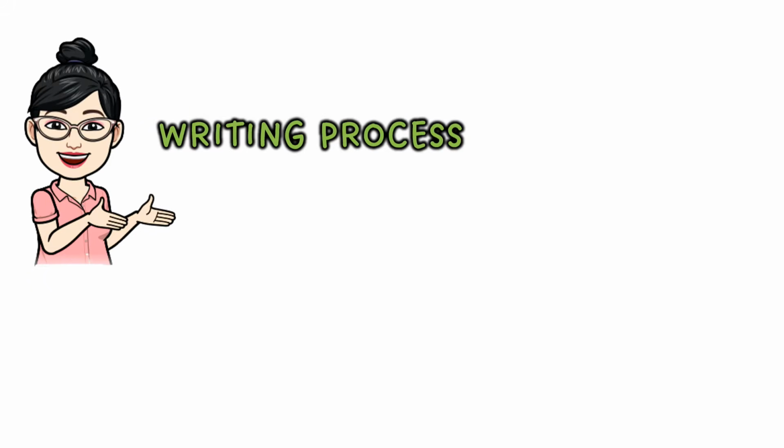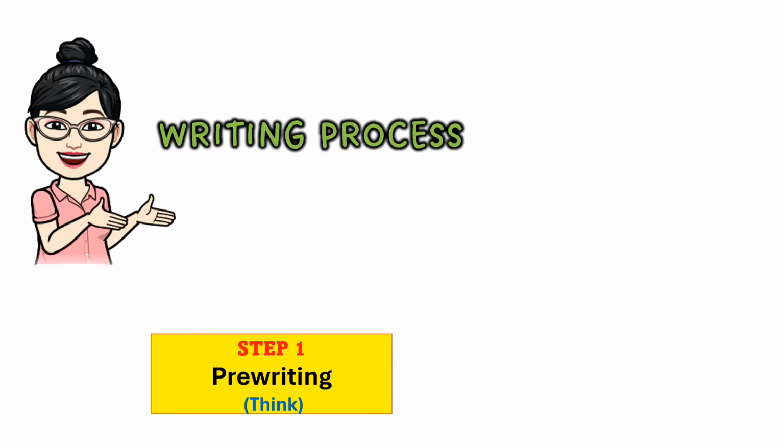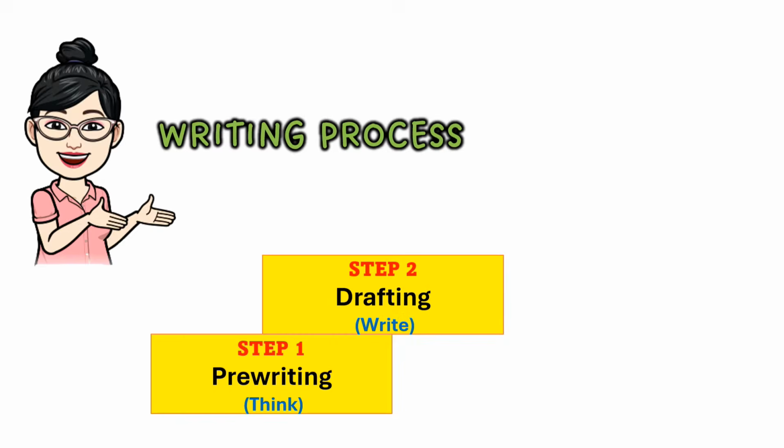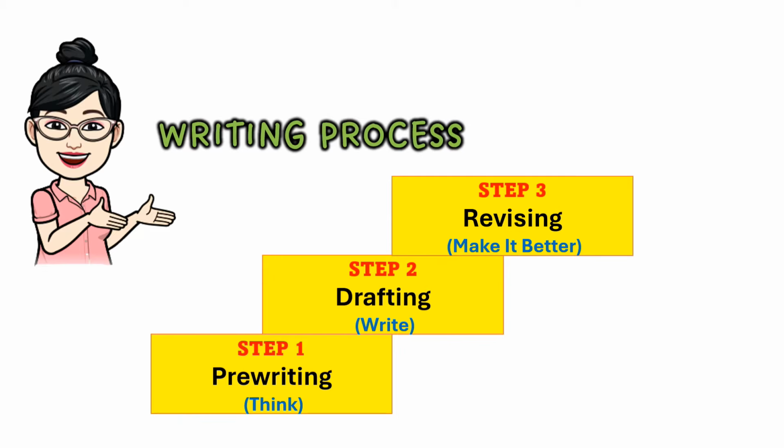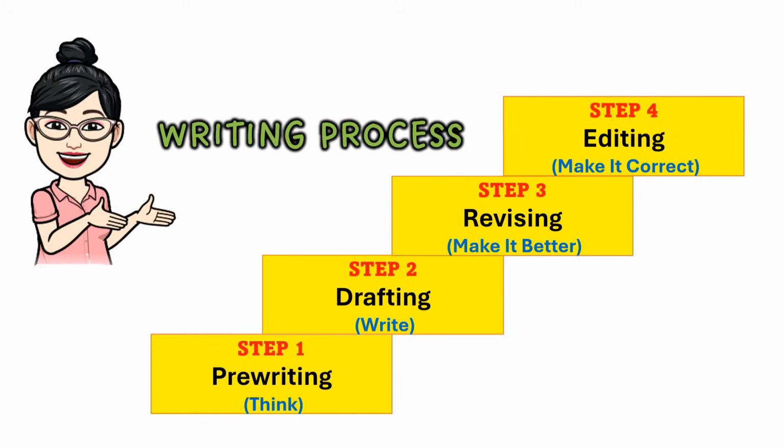To give you a general overview of the writing process, here is a simple illustration of its steps. Step 1. Pre-writing, or the think stage. Step 2. Drafting, or the write stage. Step 3. Revising, or the make it better stage. And finally, Step 4. Editing, or the make it correct stage.